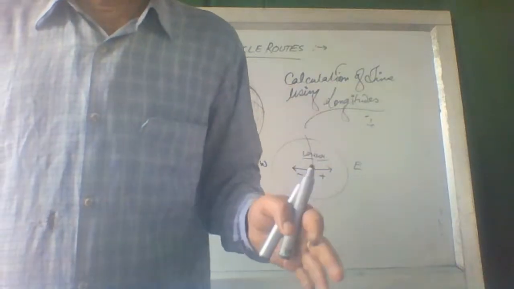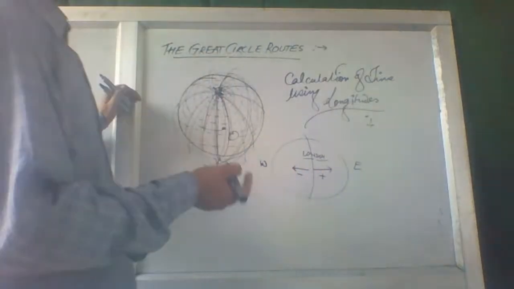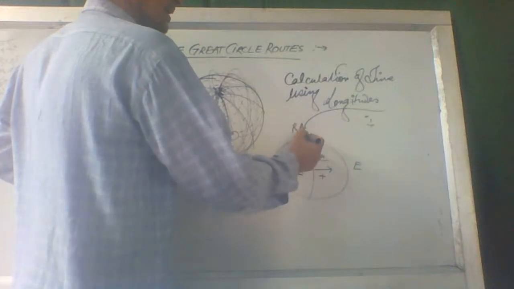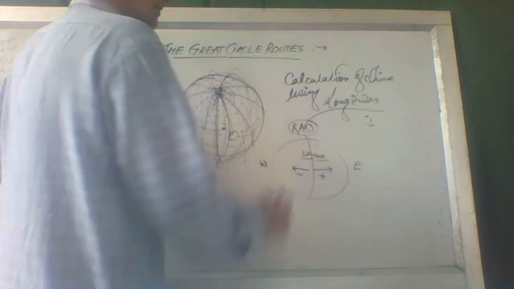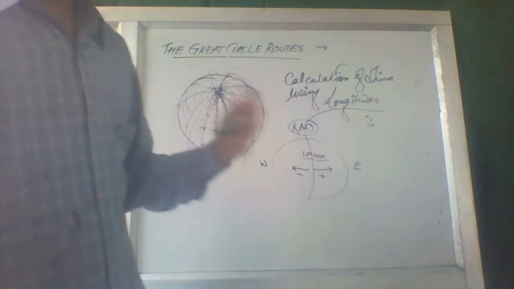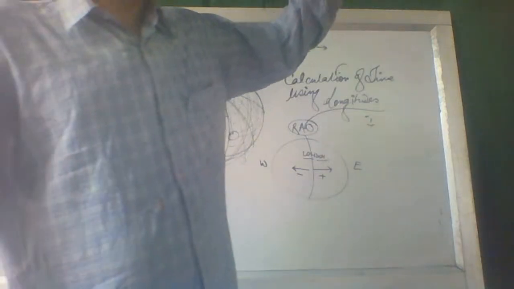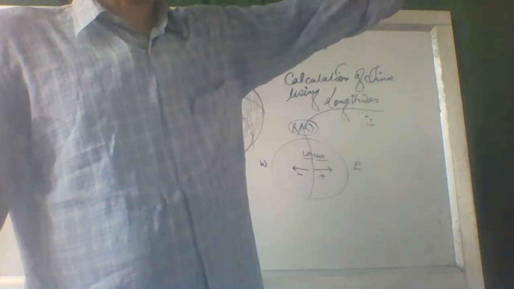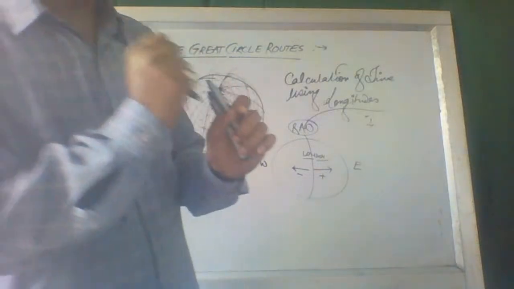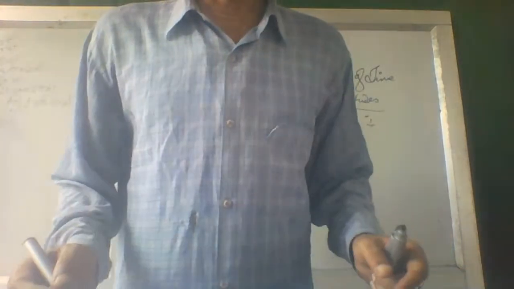The zero degree meridian passes through the Royal Astronomical Observatory. Royal means it is run by the king. Astronomical means it watches the universal or cosmic things. Observatory means they watch through like this. Observatory, Greenwich Village.